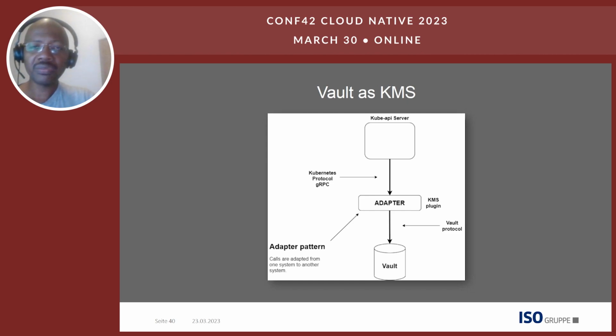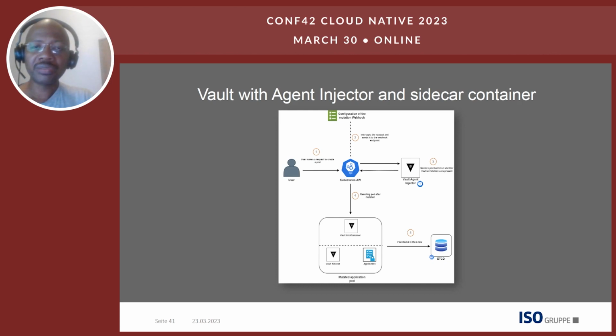In terms of integration of HashiCorp Vault with Kubernetes, HashiCorp Vault can also function as a KMS, a key management server, through the help of an adapter that presents itself as a HashiCorp Vault KMS plugin for Kubernetes. Other than that, one of the common ways of using HashiCorp Vault to inject secrets into pods is through the HashiCorp Vault Agent Injector that will be used to mutate an existing Kubernetes pod and inject into it a sidecar container that will be responsible for handling access to the secrets from HashiCorp Vault.